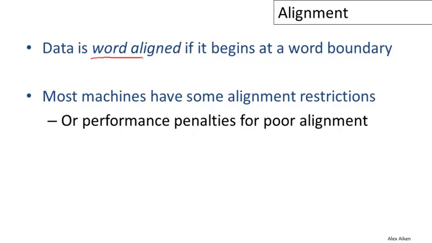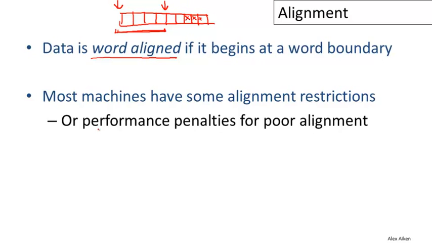We say that data is word aligned if it begins at a word boundary. So if we think about the organization of the memory and it's laid out into bytes, and let's say that this is a 32-bit machine so that 4 bytes make a word, and one word begins here and the next word begins here, then if data is allocated on a word boundary, say in these 4 bytes, that would be a word aligned piece of data. If a piece of data begins in the middle of the word, let's say for example that it begins here, this data is not word aligned because it doesn't begin on a word boundary.